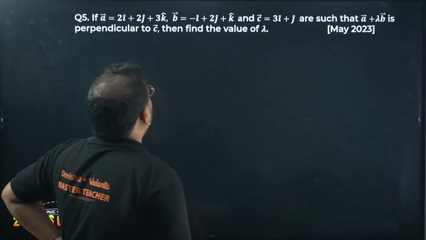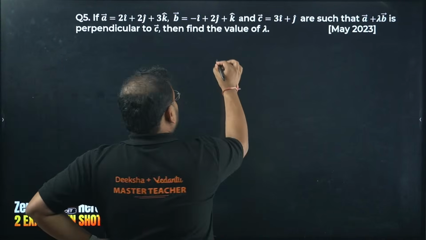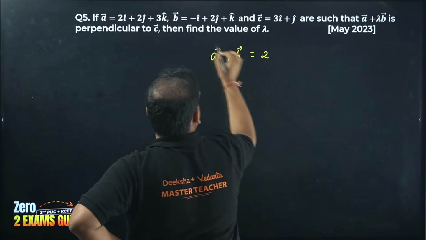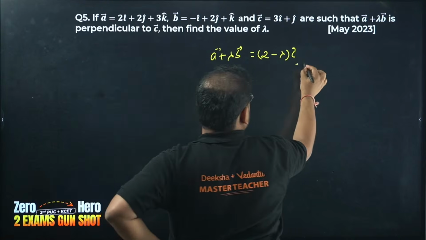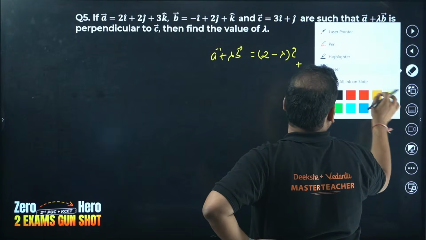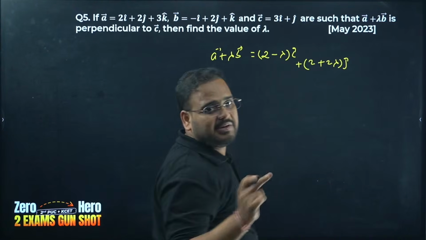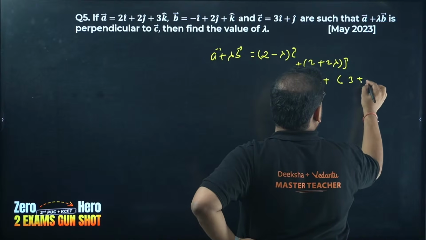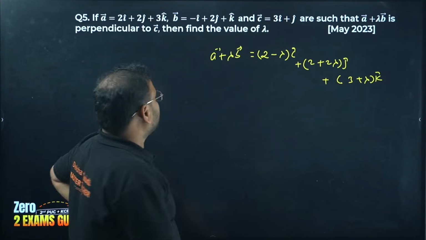2i, 2j, 3k. My b is what? Okay. C is this, such that a plus lambda b is perpendicular to c. So a plus lambda b: first find this value. We'll have here 2 minus lambda i cap, right? Lambda times of this will become minus lambda. Again 2 plus 2 lambda j cap, so you multiply with lambda, 2 lambda. And for k cap, we have 3 plus lambda k cap. 3 over here and plus lambda into k will become lambda k cap. Okay. This is a plus lambda b.